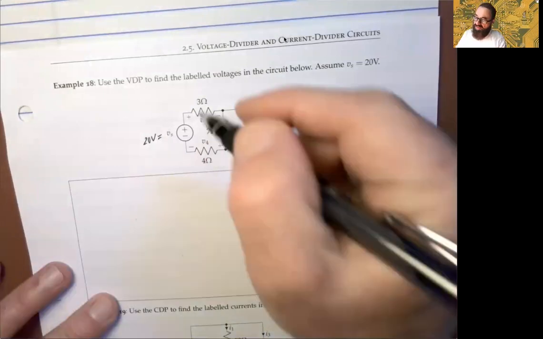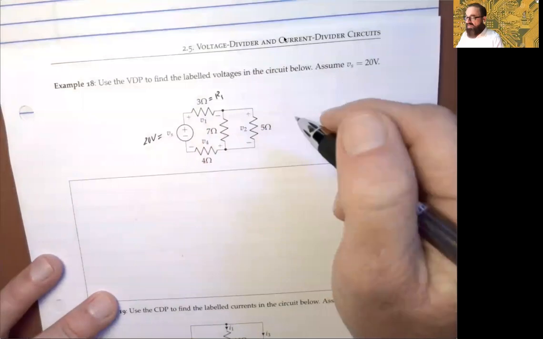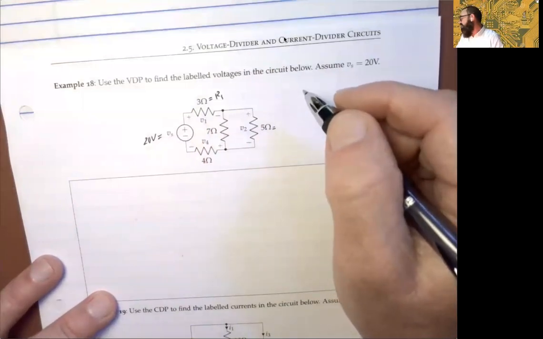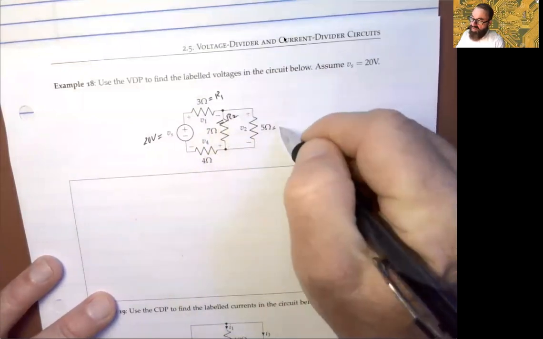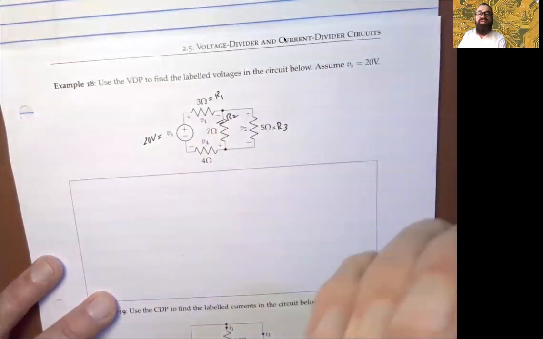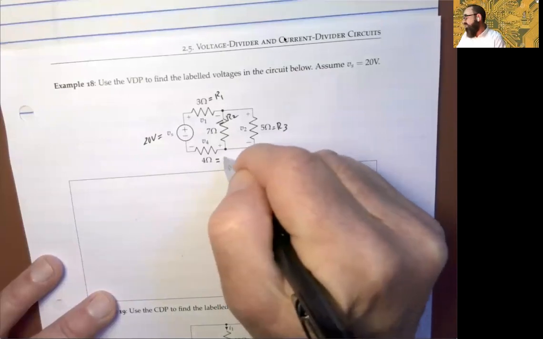Let's go ahead and label this resistance R1. Let's label this resistance, it doesn't really matter. Let's make the 7 R2. And we'll make this one R3. I guess it's kind of funky that it doesn't match up to that index, but doesn't really matter. And we'll make this one an R4, okay?